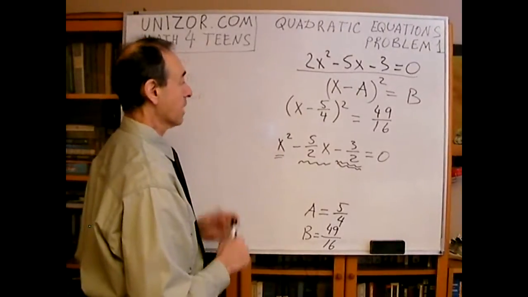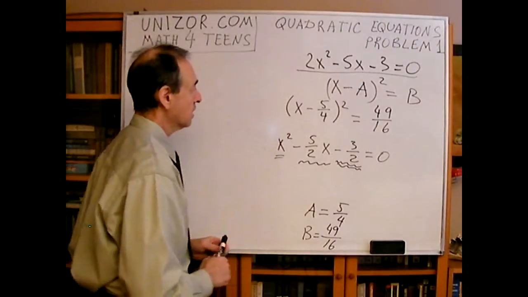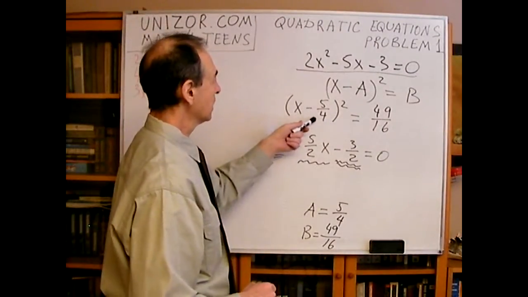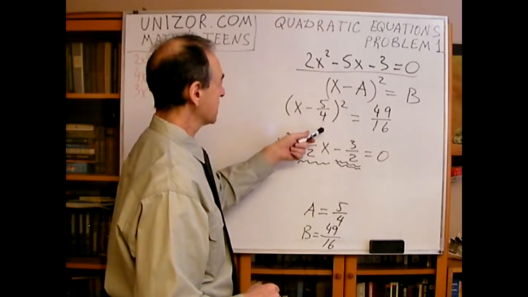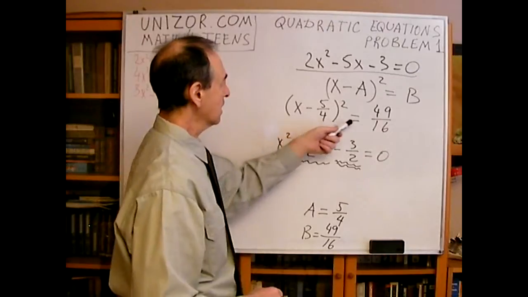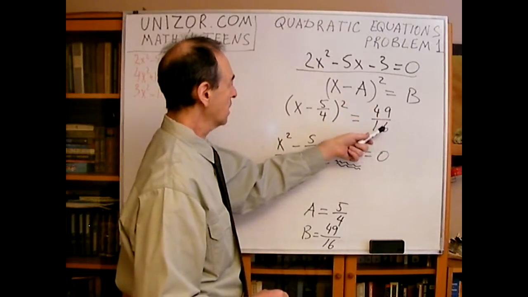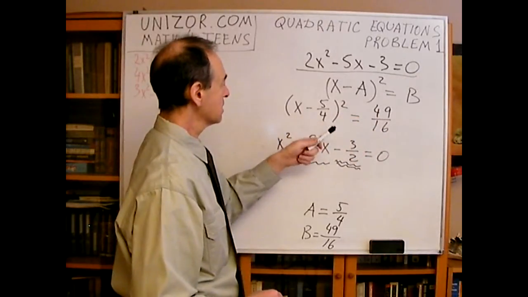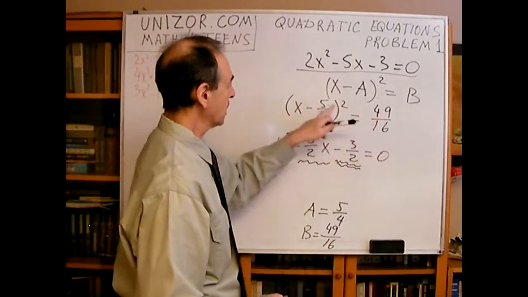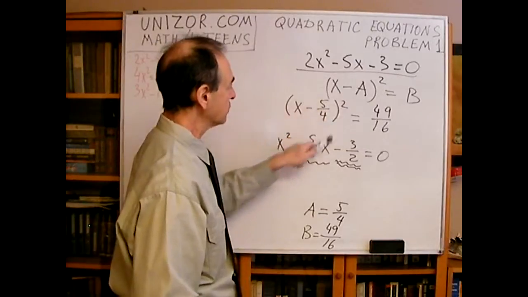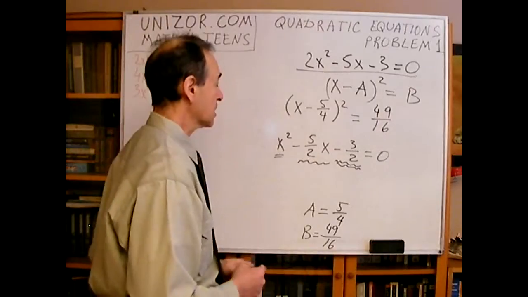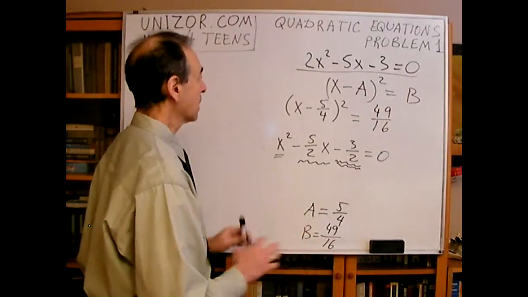If somebody wants to make sure that that's really the case, let's just think about this. This is x squared minus 5 seconds x plus 25/16. This is 49/16. So 25 sixteenths and 49 sixteenths, that's 25 minus 49, minus 24 sixteenths, reduced by 8, 3 seconds. Yes, that's exactly what it is. We did not make any mistakes.